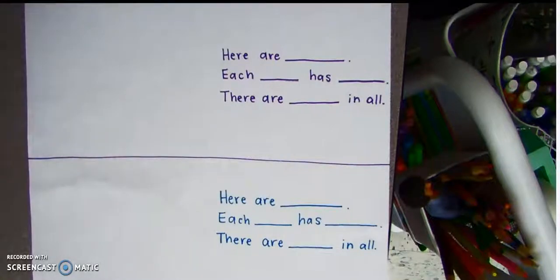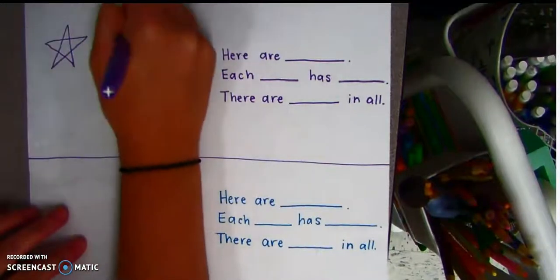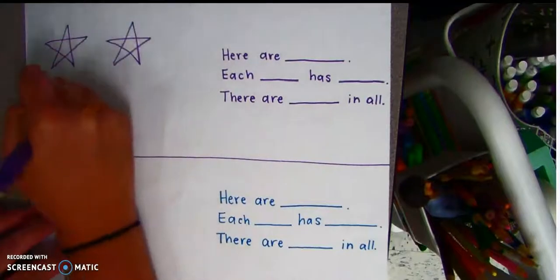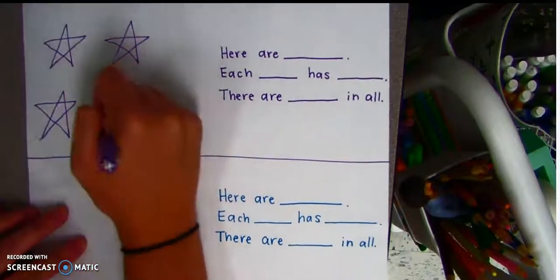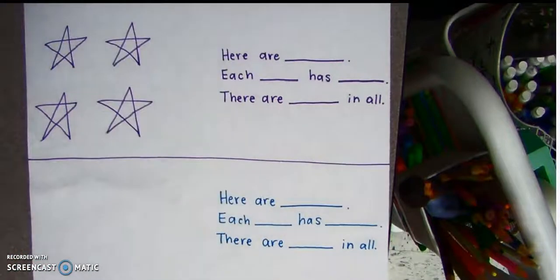We are going to do another math lesson today on equal groups. Today we're going to look at some examples of things that come in groups. I'm going to start by drawing a picture. So you can see that I have drawn some stars. And to be exact, there are 4 stars.